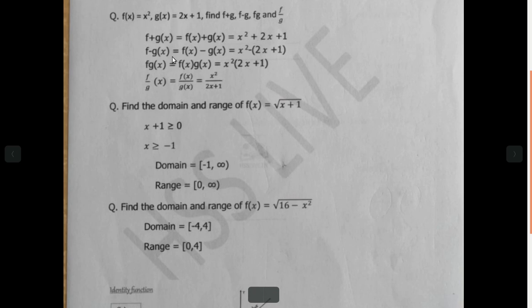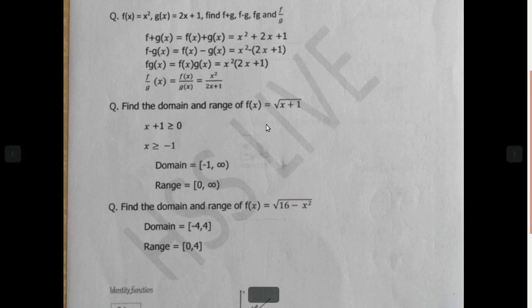f minus g of x equal to f of x minus g of x. That is, f of x is x square, g of x is 2x plus 1. So that is all about the answer. f into g of x equal to f of x into g of x. That is x square into g of x. Similarly, f by g of x. So that is all about this question.